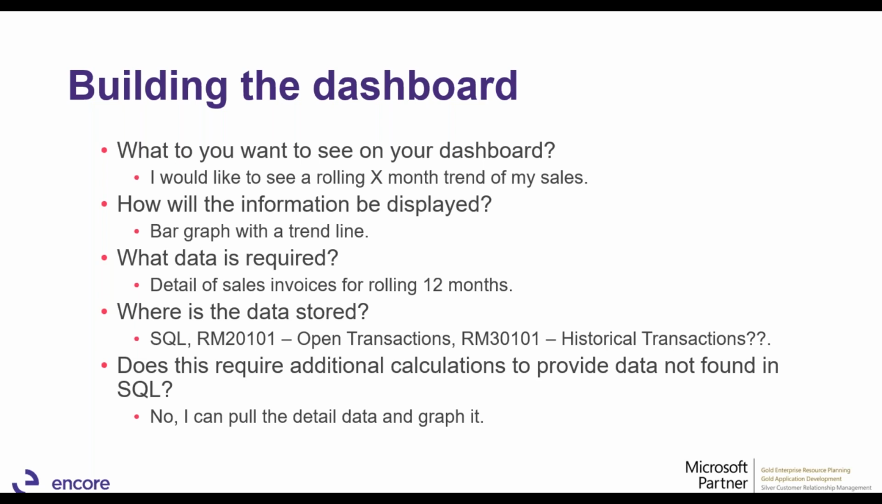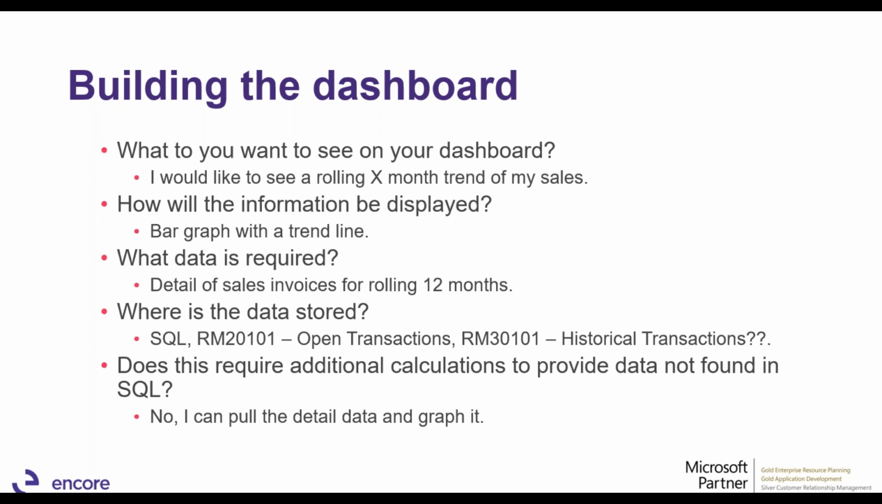So now I need to think to myself, where's the data stored? And me, with approaching 10 years experience working with GP, I can rattle off, well, that information is stored in SQL in RM20101, open transactions, or in RM30101, which is my historical transactions, question mark, question mark. I need to go back and define, on this rolling 12 months, am I looking for more current information where I can look at open transactions? Or do I need to go back and look at the history tables and pull in historical information?